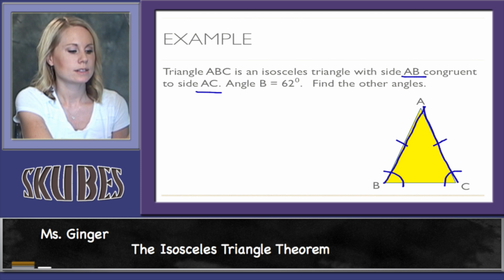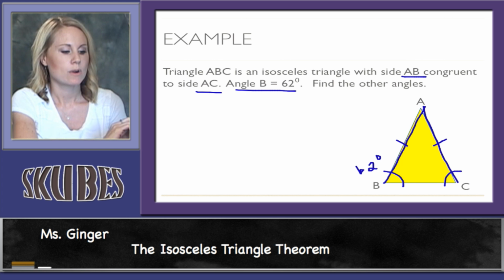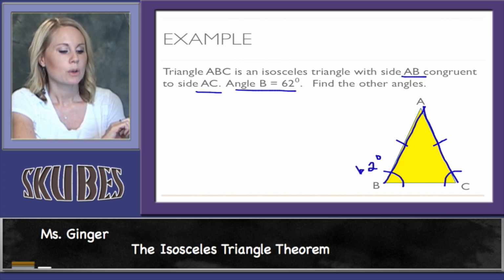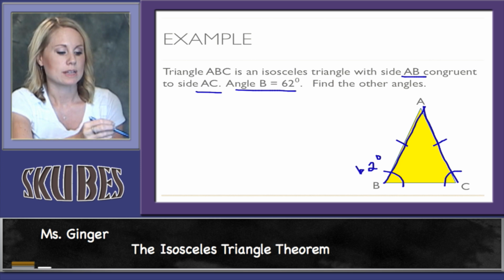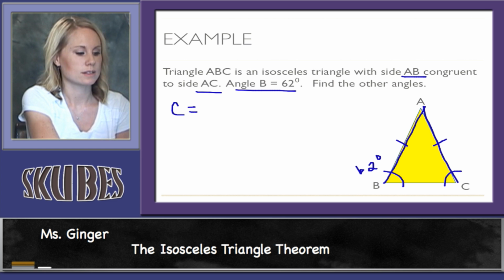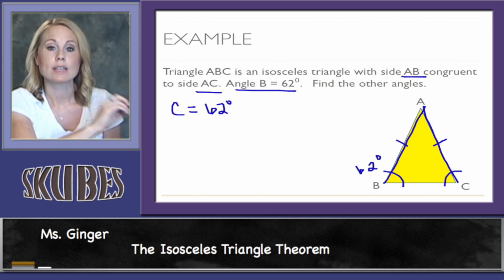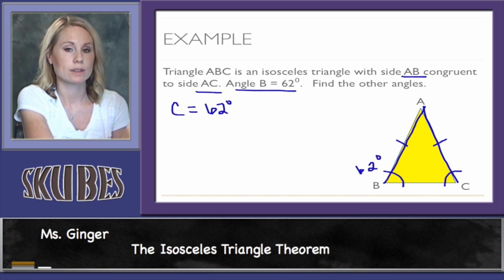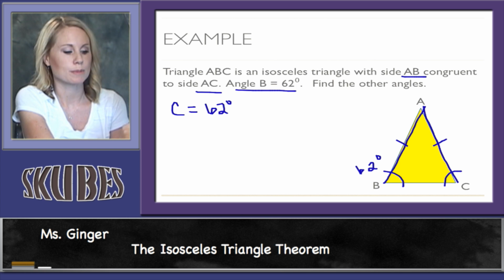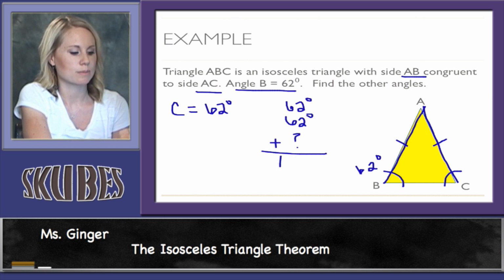If angle B is 62 degrees, they want us to find all the other angles in the triangle. We can do that. To find angle C, that's going to be easy because we know that has to be the same measure as B. So we already know that C is 62 degrees. And now think about what all three angles in the interior of a triangle must add up to. And we know that's 180 degrees. So we need to figure out the missing degrees measure. So we've got 62 degrees, another 62 degrees. So what's missing so that all of these will add up to 180?